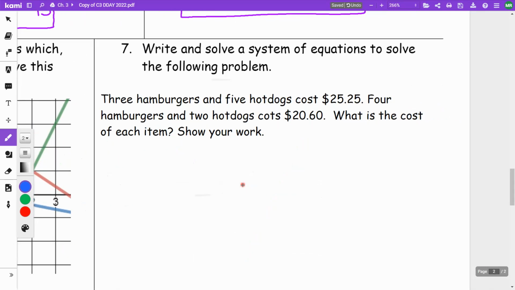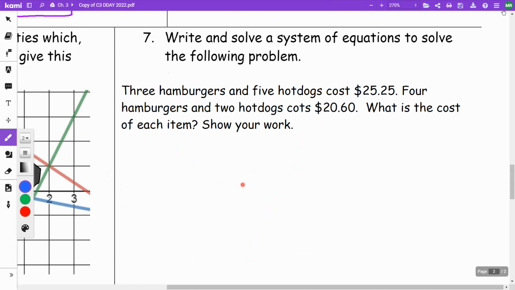On 7, we're writing and solving a system. So we've got hamburgers and hot dogs.